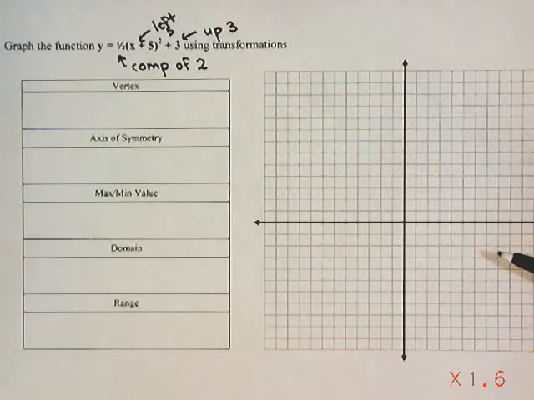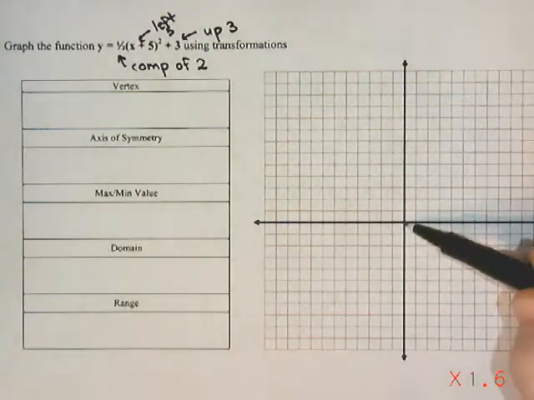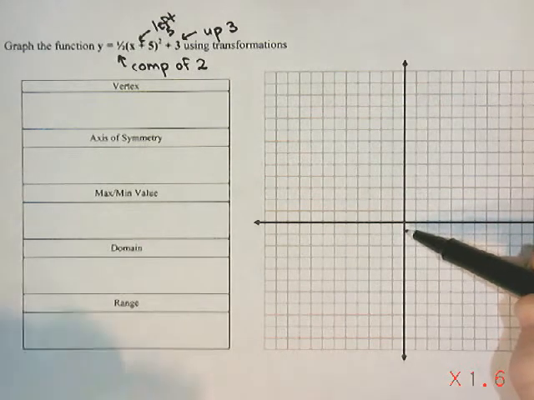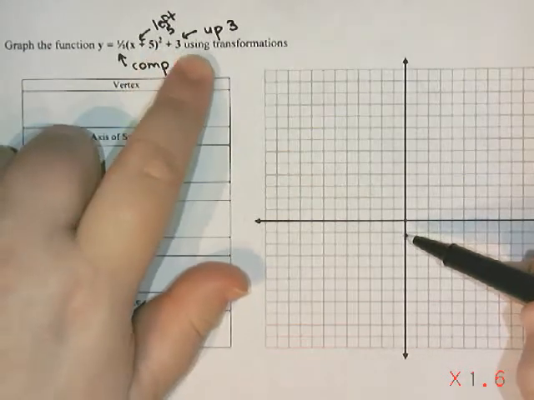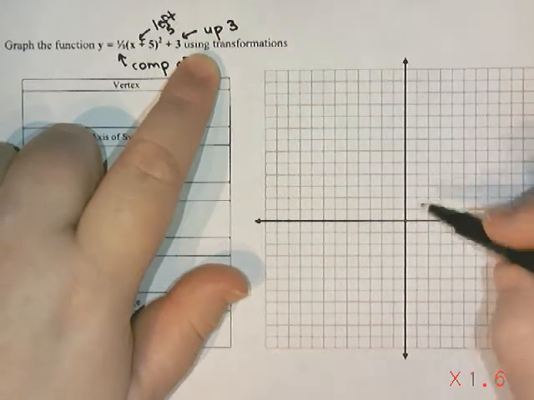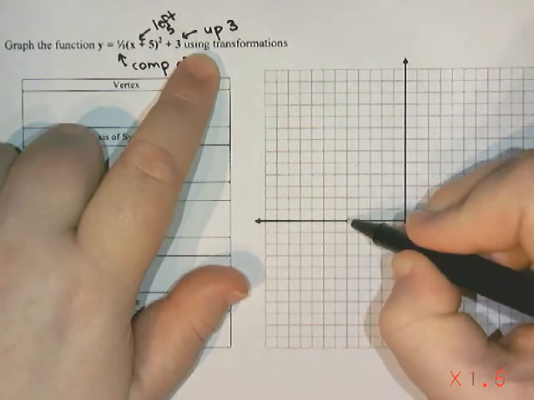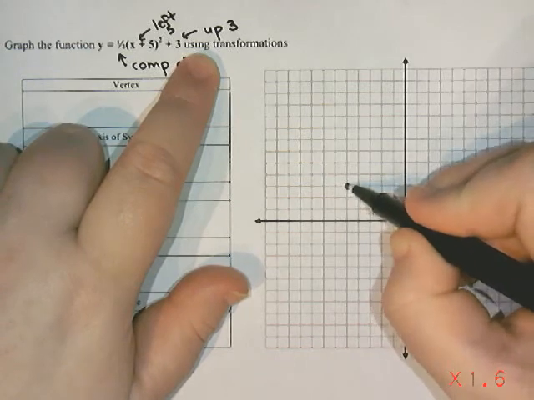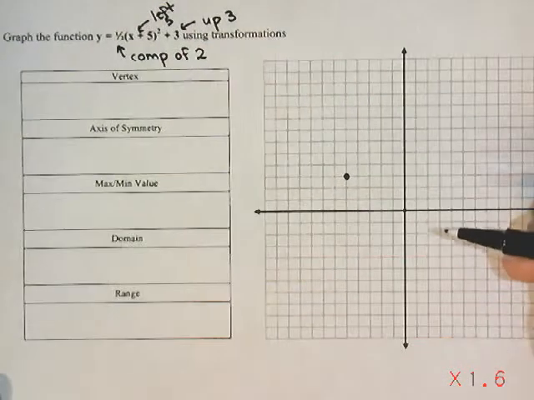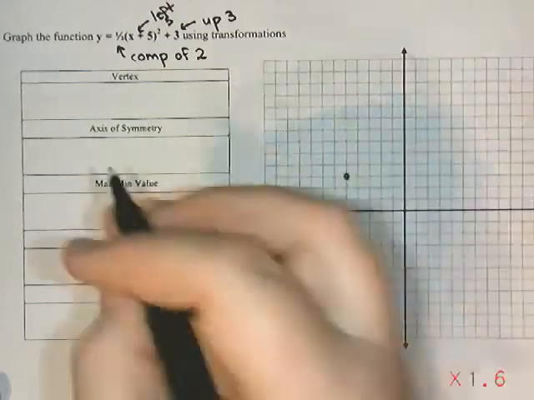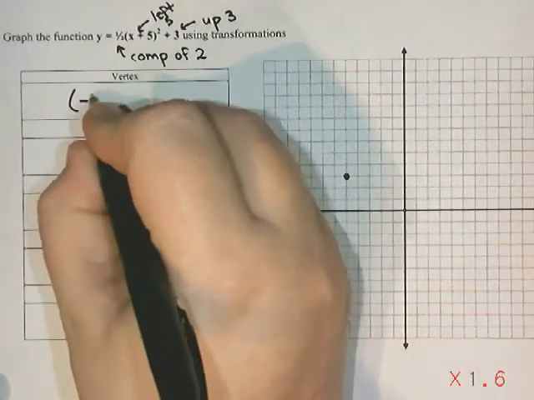So what we're going to do is start with the basic parabola y = x², which has a vertex at (0, 0). So we're going to move left 5 and up 3 to find the vertex of this parabola. So 1, 2, 3, 4, 5 to the left and 3 up. There's the vertex at (-5, 3), so I can fill that in the table.